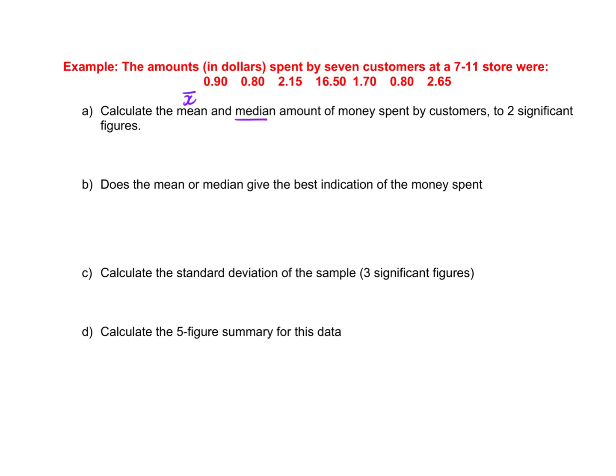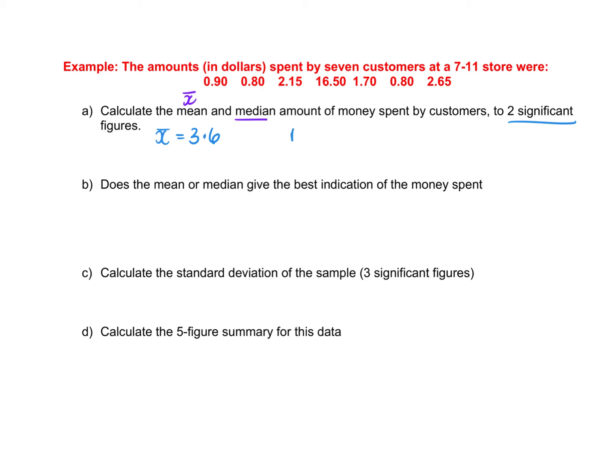We had the amounts in dollars spent by 7 customers at a 7-Eleven store recorded here. So it wanted you to calculate the mean and the median. So you would definitely put this in as a list in spreadsheets, and you would do the one variable stats and all that. So the mean ended up being, now it's set to 2 significant figures. With significant figures, once you have a non-zero, you start counting. So this would be 3.6. That is 2 significant figures.